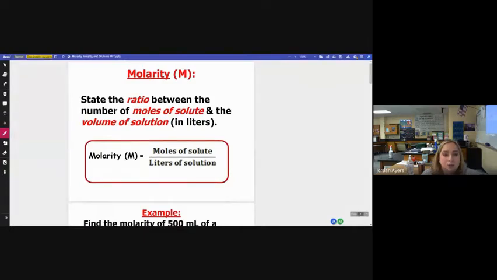Molarity states the ratio between the number of moles of solute and volume of solution. Okay, and make sure it is a big M, and that does matter because molality is a small m. So we're doing big M right now.